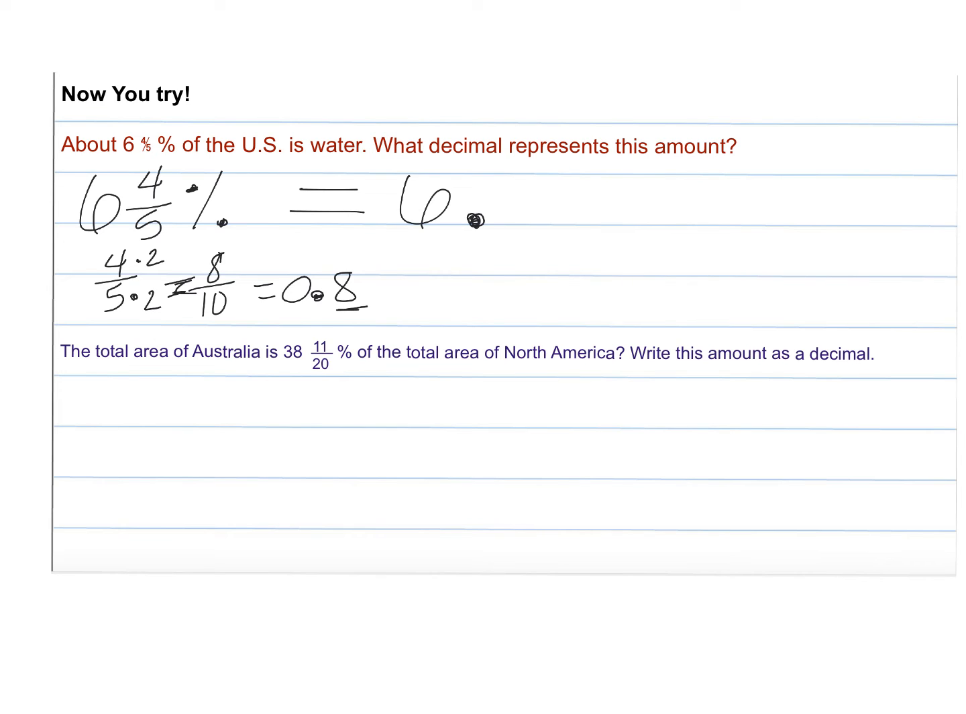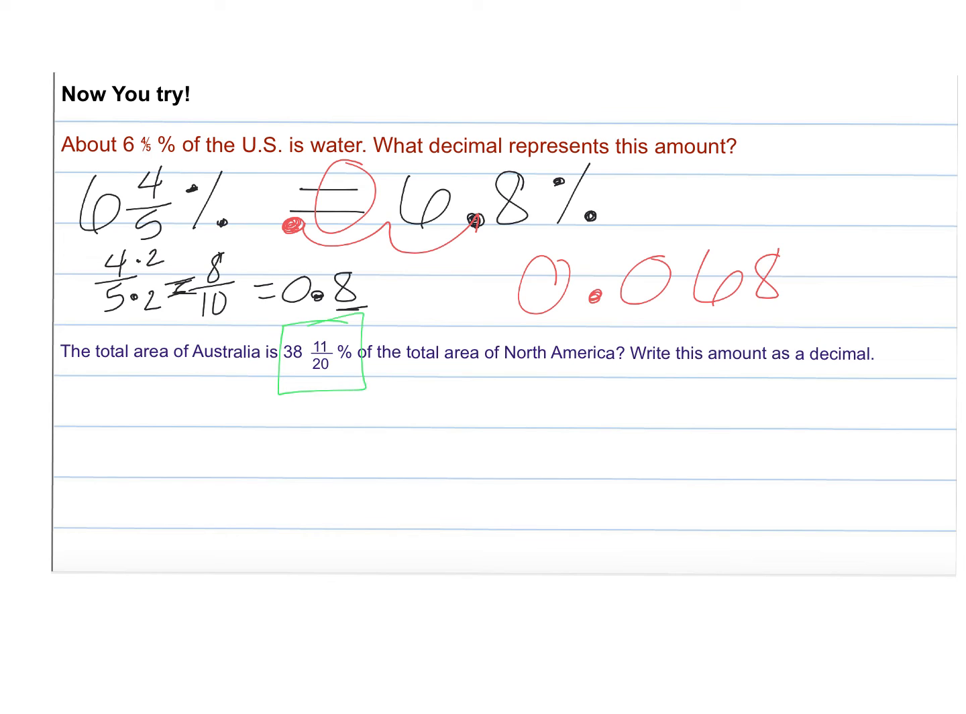So 6 4/5 is going to be the same as 6.8%. Then I change it to a decimal, so I go over to the left 2. There's a place that I have to add a 0, so it's going to be 0.068. That's how much of the U.S. is water. The total area of Australia is 38 11/20%.